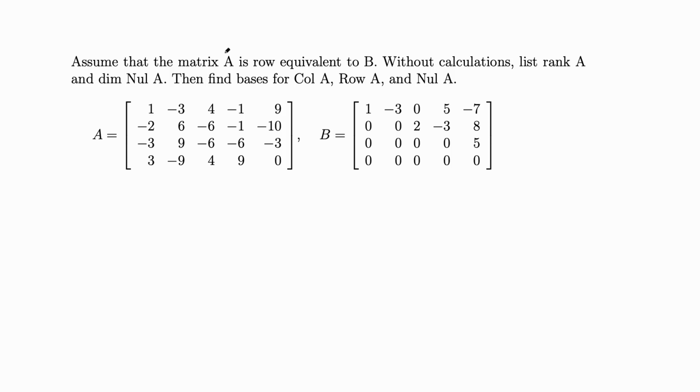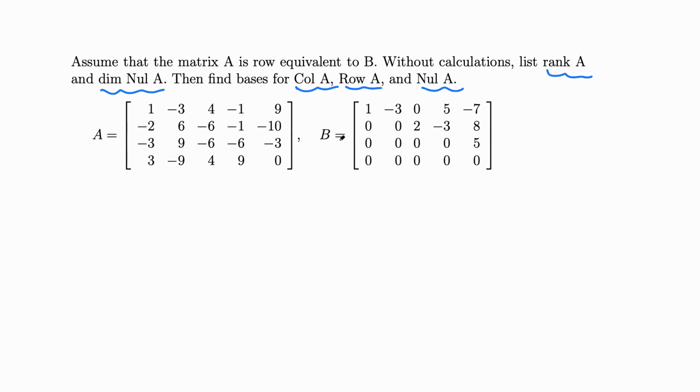Assume that matrix A is row equivalent to B. Without calculations, we need to list rank A and dimension of null A. Then find basis for column A, row A, and null A.